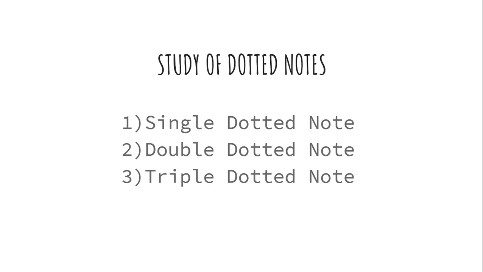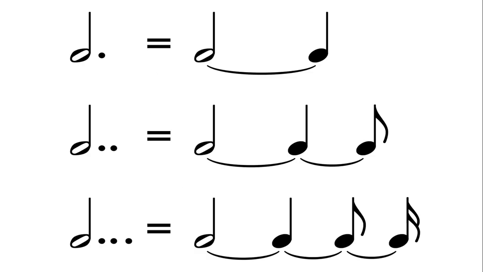There are three types of dotted note: single dotted note, double dotted note, and triple dotted note. Moving on to the single dotted note, we have a note with a single dot, which adds exactly half the time value of the original note to the note itself. As you can see over here, the first one at the top is a single dotted note.